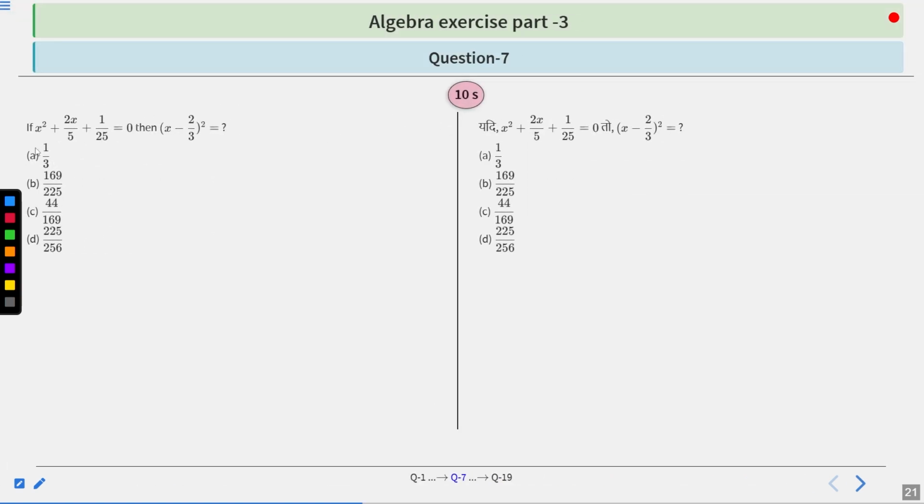Next. If x square plus 2x upon 5 plus 1 upon 25 is equal to 0, then x minus 2 upon 3's whole square is how much? And options are option A 1 upon 3, option B 169 upon 225, option C 44 upon 169, and option D 225 upon 256. These are the options.